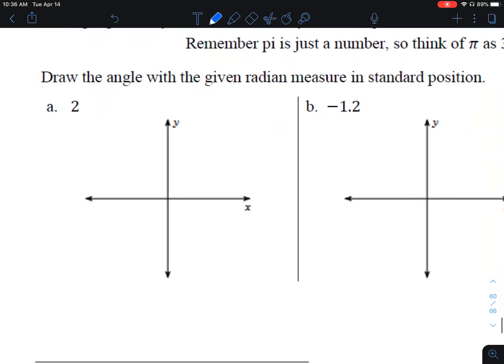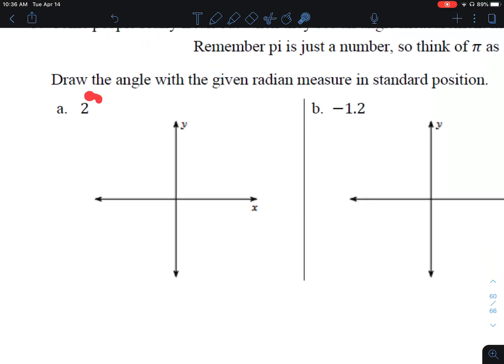So this happens to me all the time in pre-calculus. People see this too, and they think, well, that's got to be degrees. I don't see a pi beside it. You don't need a pi beside it. There's no degree symbol, so that's in radians. Let's mark our quadrantal angles. So we got 0, 2 pi, pi, pi over 2, and 3 pi over 2.